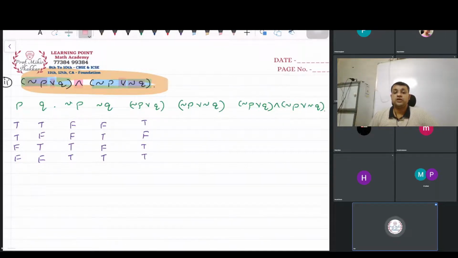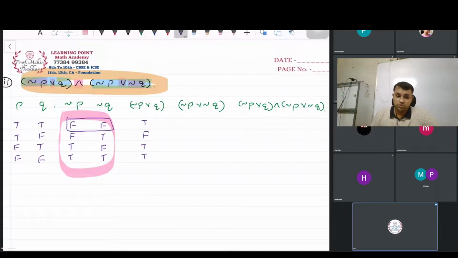Then I have to focus on negation of P or negation of Q. So in this case guys, it will be this. Again I have to remember the OR condition. Again it is the same. If both the truth values have F value, then the answer will be F only. Otherwise it will be true. So that is again satisfied in the first case. So it will become F, T, T and T. So there goes your next column.